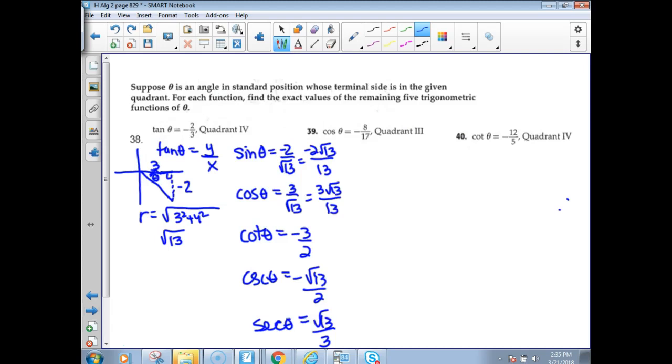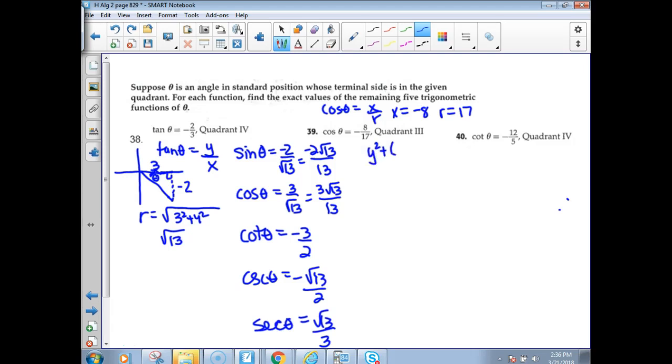Sure. Cosine. All right, you should know cosine is x over r. That means x is negative 8. How do I know it's the x that's negative 8 and not the 17? It's the r. R, radius, is never negative. Okay, so then you're going to find y.